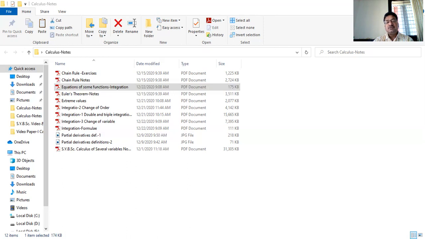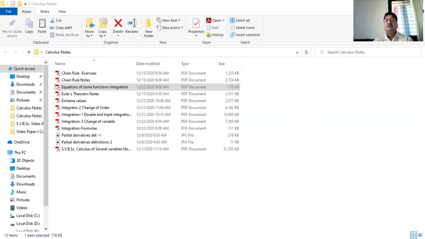Okay. So this is the equation of a circle. X square plus y square is equal to r square with center (0, 0). And if the equation is in this form, (x minus a) whole square plus (y minus b) whole square is equal to r square, then its center is (a, b) and radius is r. So these are some very simple graphs of functions.